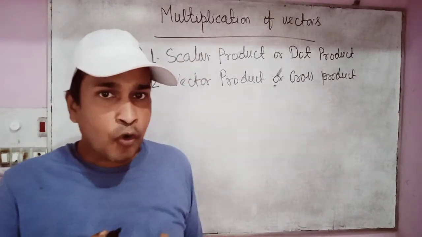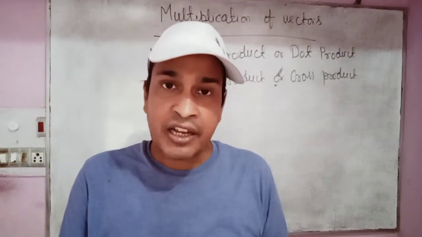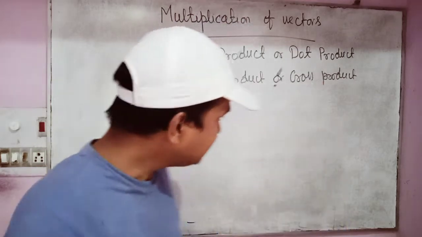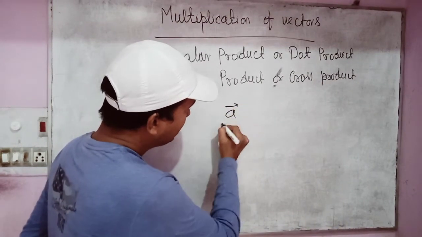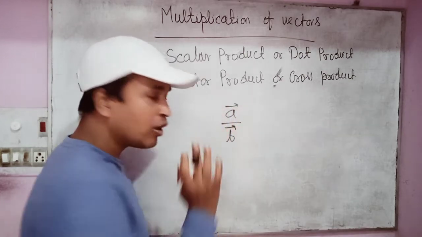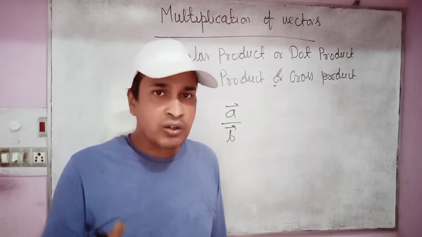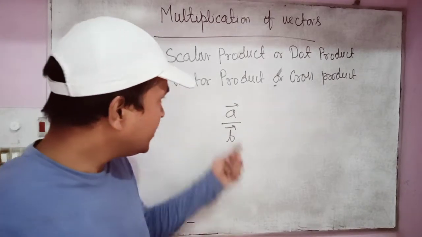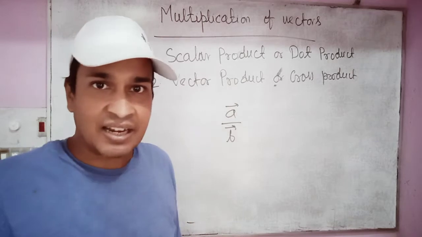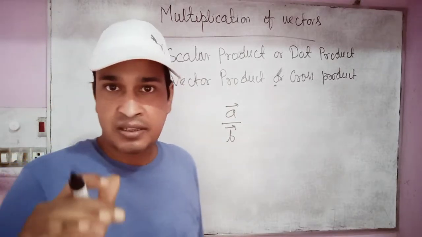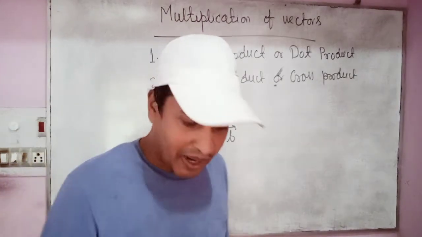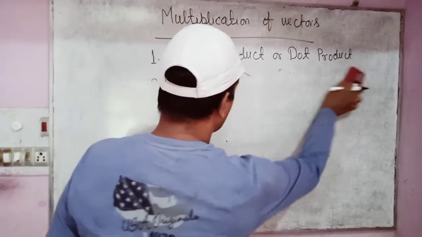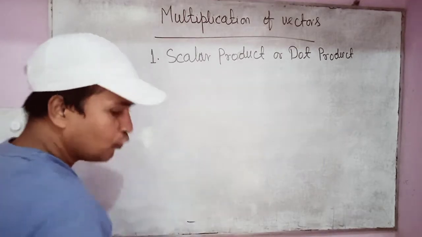Before proceeding further, one thing we should know is that the division of two vectors is not defined. That is, vector A by vector B is not defined. It means we cannot divide a vector by another vector. So division of two vectors is meaningless. Keep this fact always in your mind. So let us start learning the scalar product or dot product of two vectors.